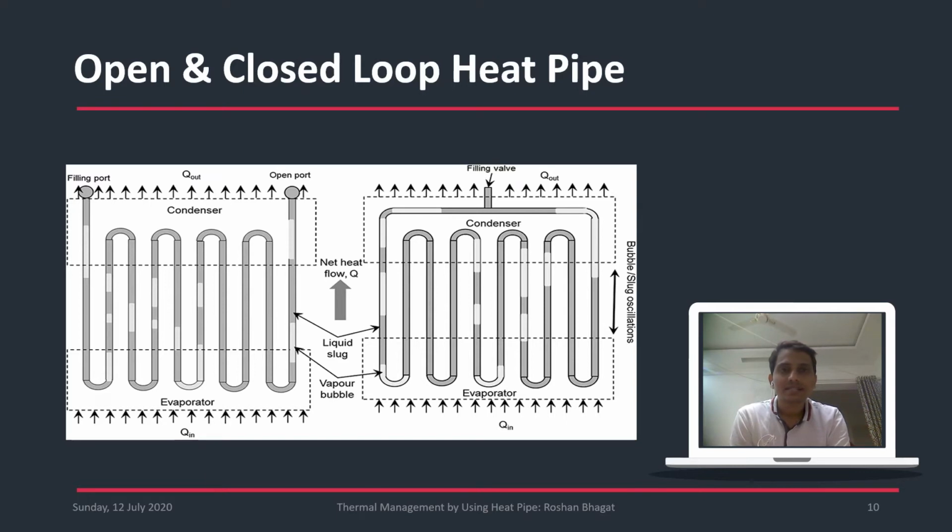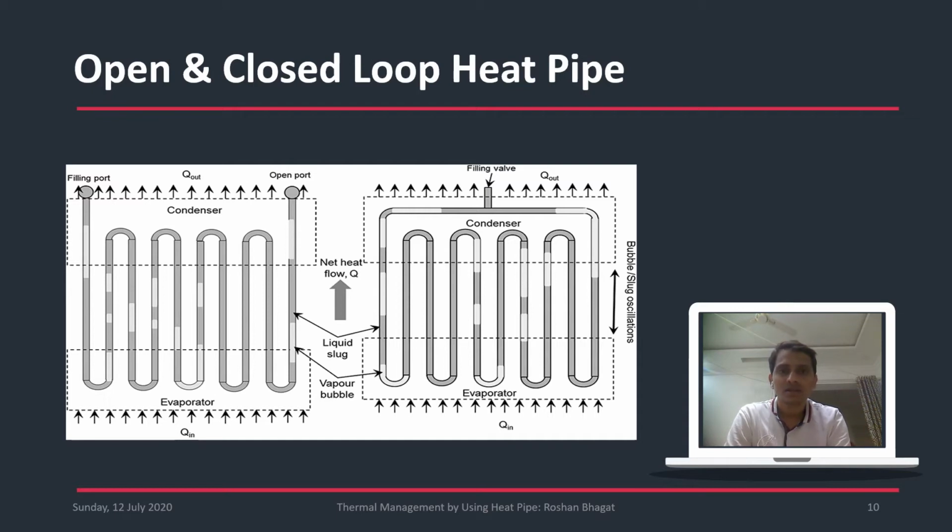Now the next one is the case of open and closed loop pulsating heat pipes. So there are two cases. One is the open loop pulsating heat pipe, the second one is the closed loop pulsating heat pipe. In the closed loop pulsating heat pipe, both the ends are closed. In the open loop pulsating heat pipe, both the ends are not closed. You can see n number of turns in between. There can be n number of turns for a closed loop as well as an open loop pulsating heat pipe.